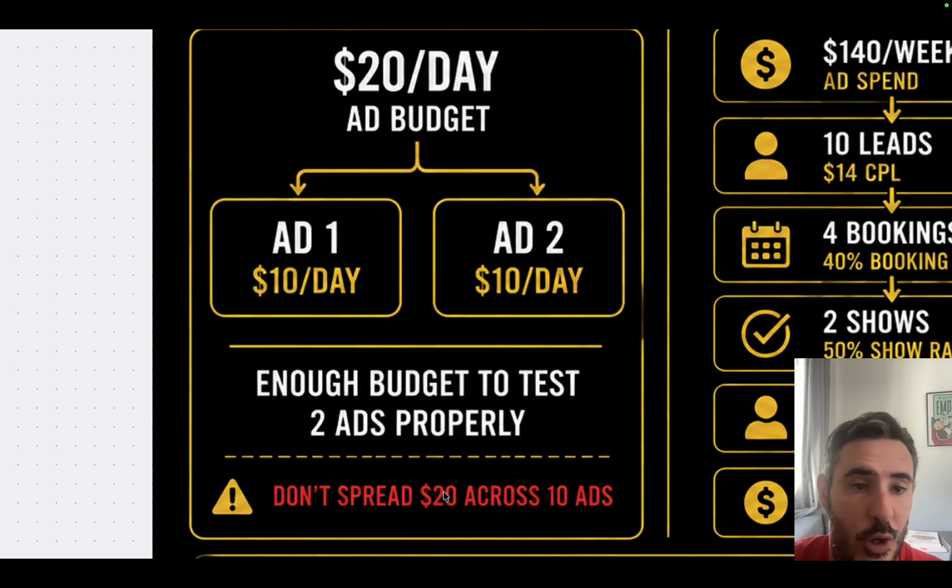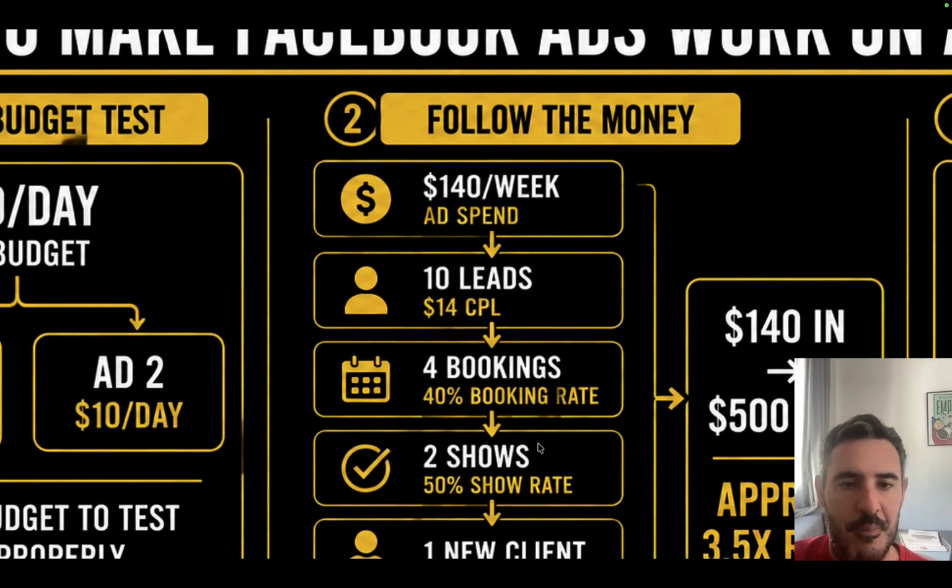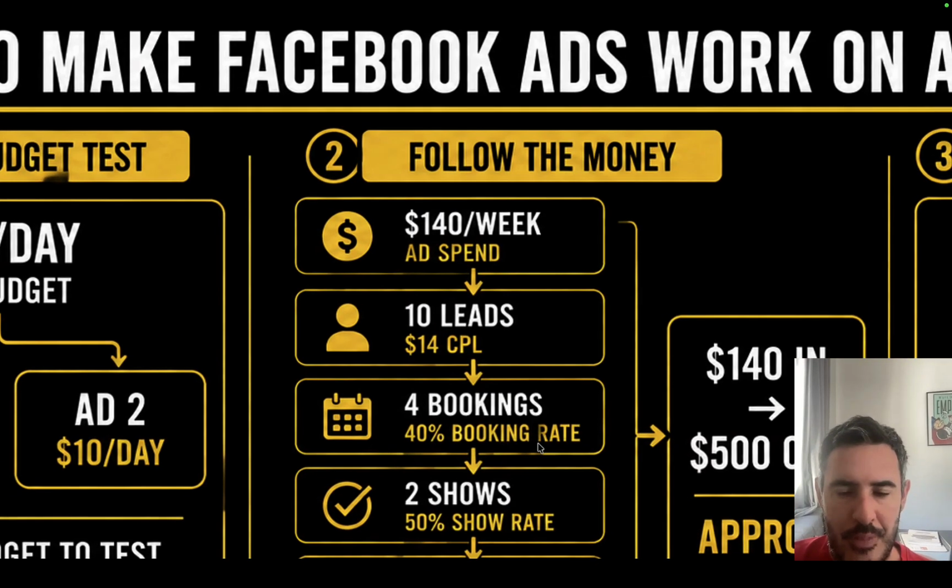All right. So again, the mistake here is trying to spread $20 across 10 different ads. It's not going to work because Meta is going to try and split that budget. And if you have $20 across 10 ads, theoretically, you're looking at $1 to $2 per ad. So the ad is only going to reach a couple of hundred people, and you're not going to know if it worked or not.